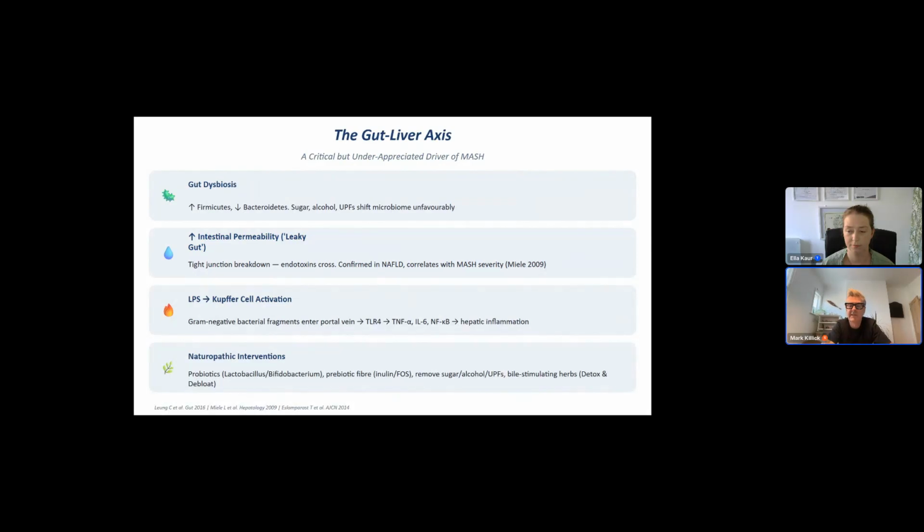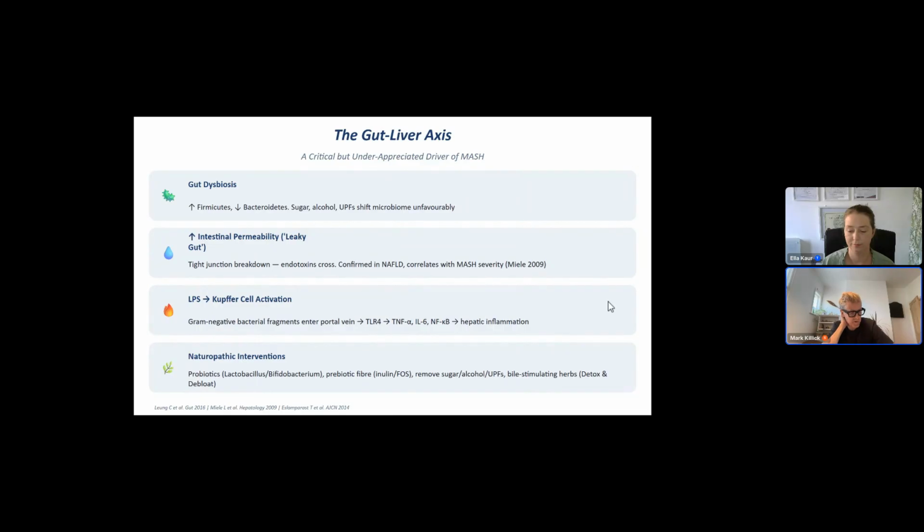So straight away we can have naturopathic interventions here, where we can use probiotics, so Lactobacillus and Bifidobacterium, which will help the mucosal layer. We can use prebiotic fibers, things like inulin and FOS, but also at the same time remove the unhelpful parts of the diet, so the high sugars, the alcohols, etc. Stimulating bile as well, using herbs, which we'll talk about later when we come on to the supplements, so we can stimulate flow of waste from the liver itself.